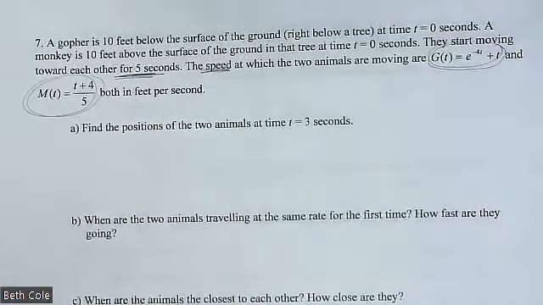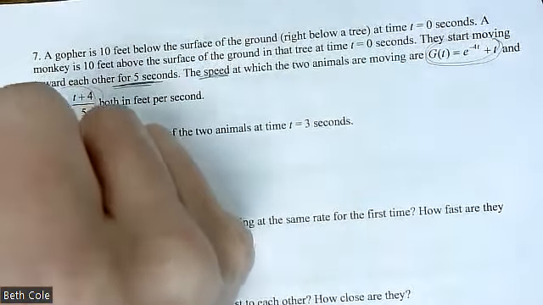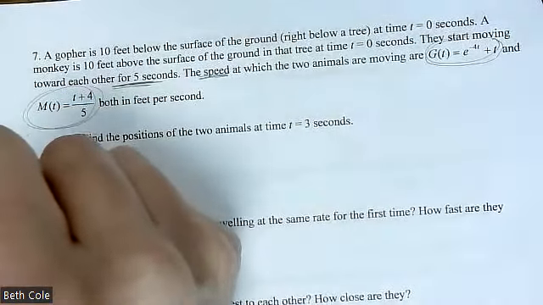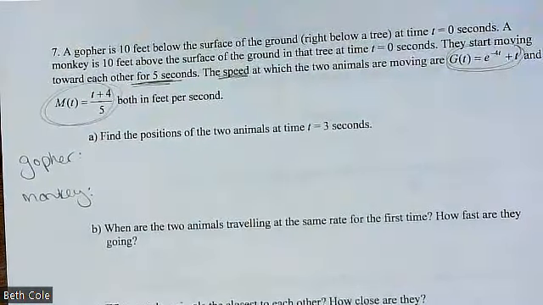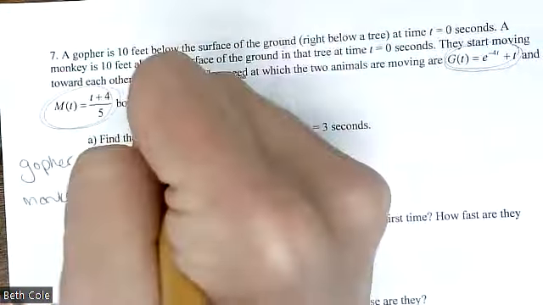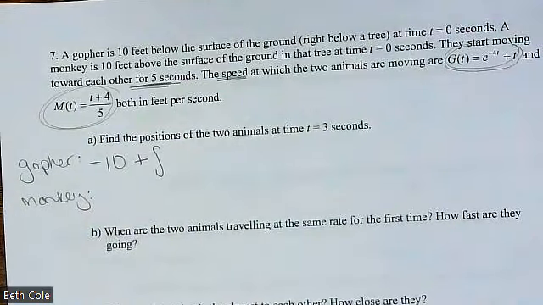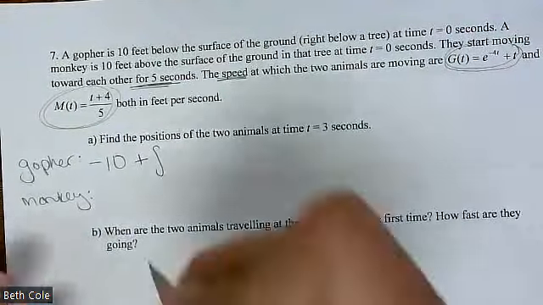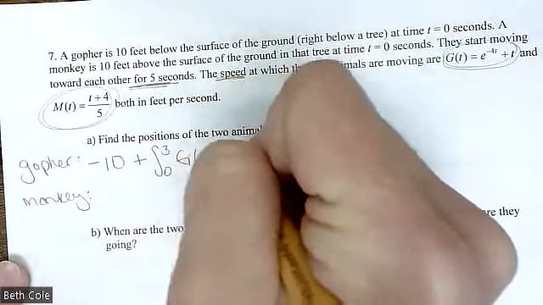Find the positions of the two animals at time 3. That's where they're at. So we're going to do gopher and monkey. So let's do the gopher first. Where's the gopher starting out? All right, -10 plus, and then we want to do his accumulation. What will be the boundaries on that? 0 to 3. And then the gopher equation is what goes in there.